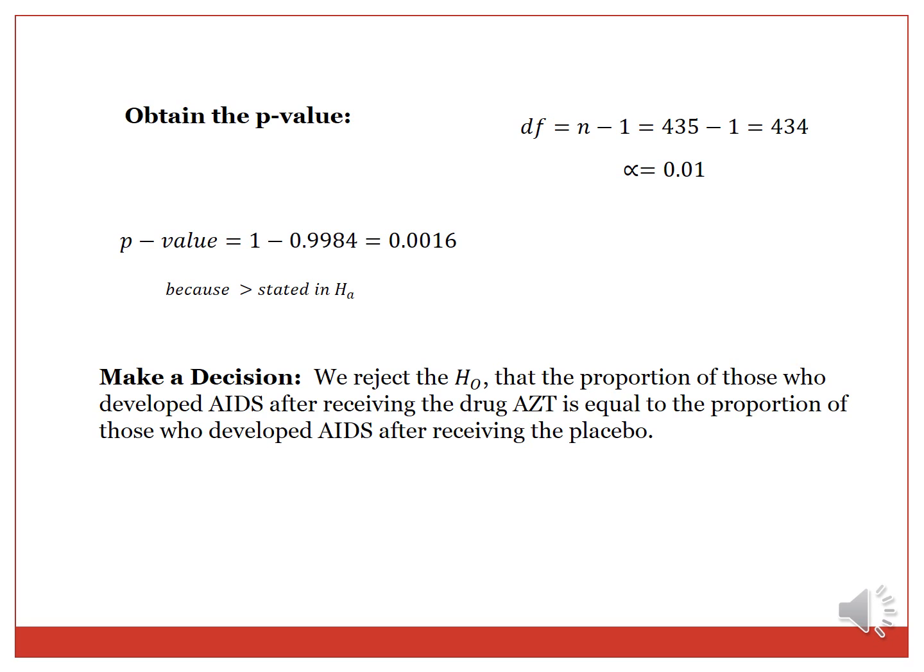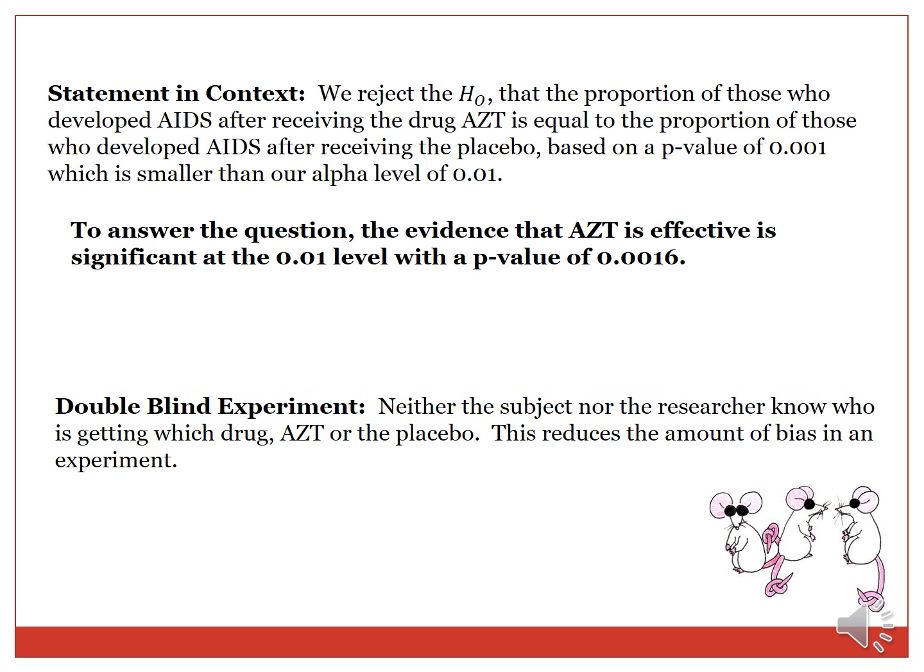We reject the null hypothesis that the proportion of those who develop AIDS after receiving the drug AZT is equal to the proportion of those who developed AIDS after receiving the placebo, based on a p-value of 0.0016, which is smaller than our alpha level of 0.01.